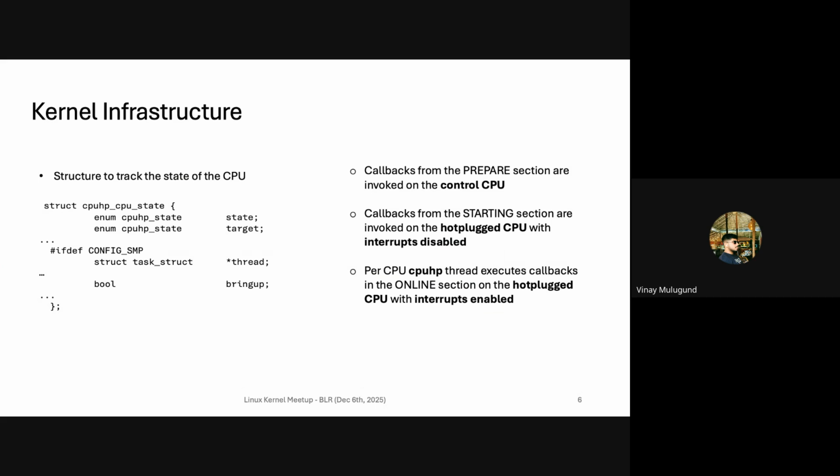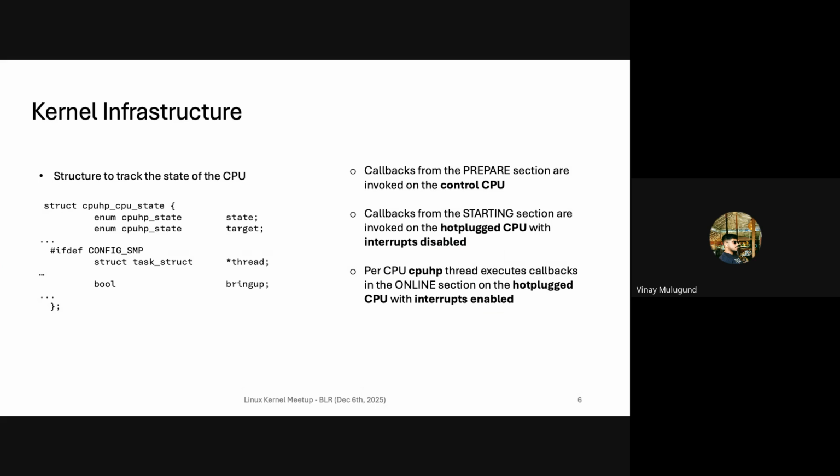Okay, so for scheduling, subsystems can actually register more than one callback. For example, I'll give the example of RCU and then I'll come back to the scheduler. The RCU subsystem has registered three callbacks: one in the prepare section, one for CPU dying, and then one for online.